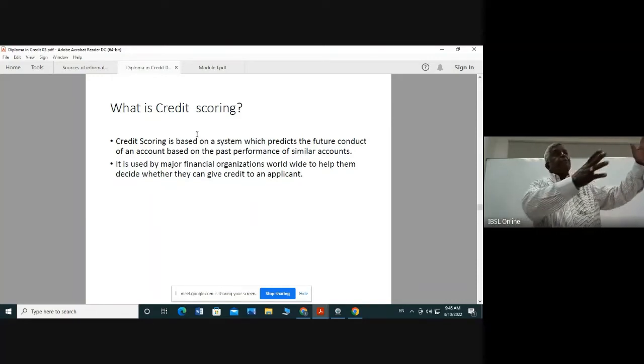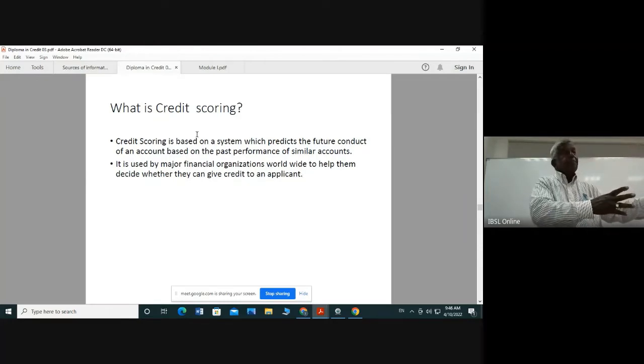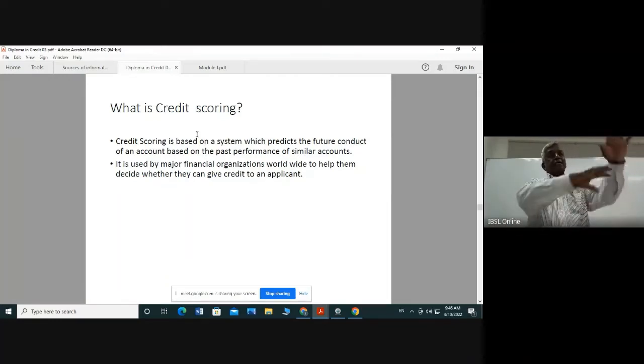So we analyze the past performance of certain customers through a system, and the system predicts how a particular customer will perform in future. It is used by major financial organizations worldwide to help them decide whether they can give credit to an applicant. So this credit scoring method is used in many countries by financial organizations to decide whether they can give credit to an applicant.